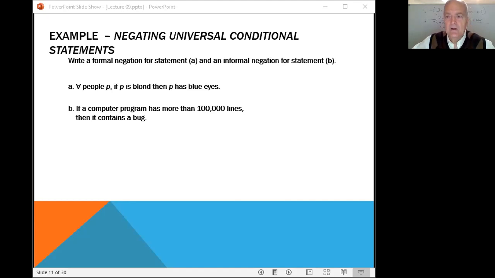For the second statement, we have the universal conditional: if a computer program has more than 100,000 lines, then it contains a bug. Here, the negation of that informally, which was what we were asked to give for B, is there's at least one computer program that has more than 100,000 lines, and it does not contain a bug.